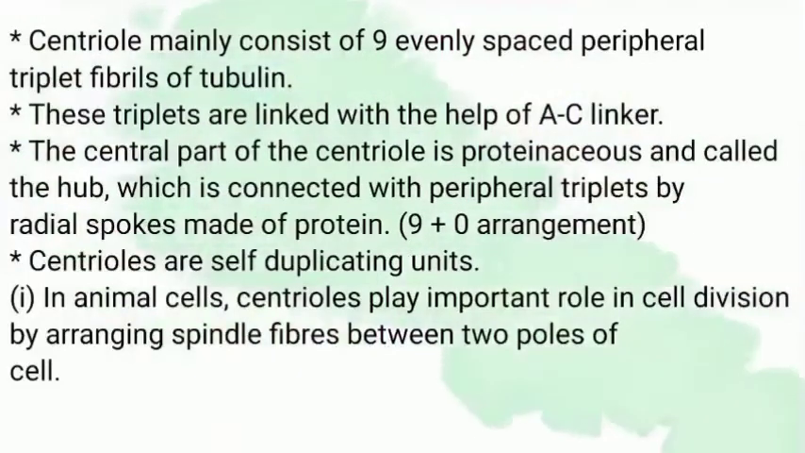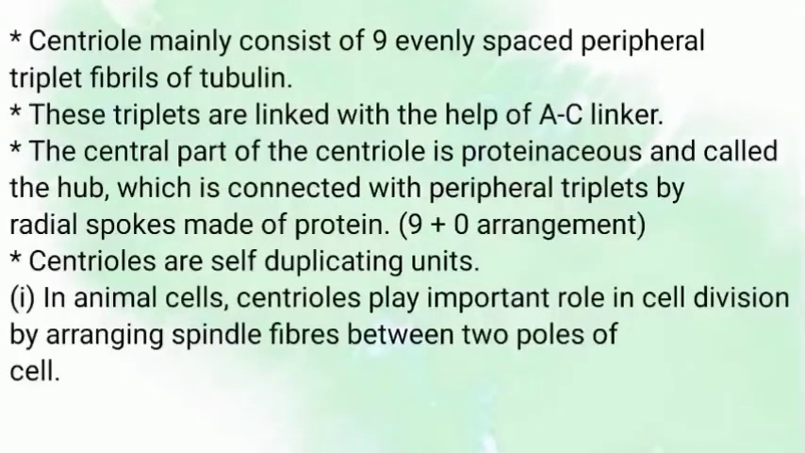Centrioles are self-duplicating units. In animal cells, centrioles play an important role in cell division by arranging spindle fibers between two poles of the cell. Centriole consists of 9 peripheral triplet fibrils which are composed of tubulin protein.